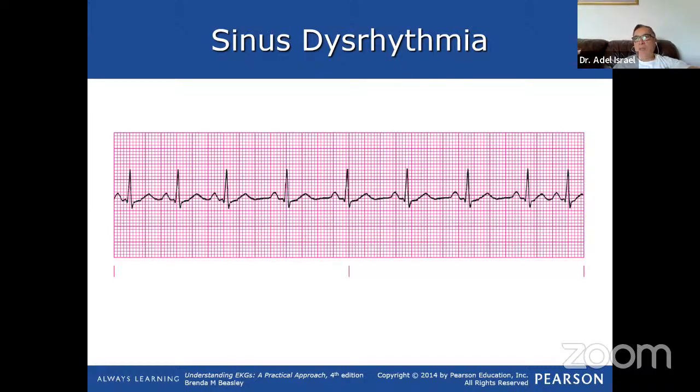Are you familiar now? No? How to go through the strips? Easy? All right.